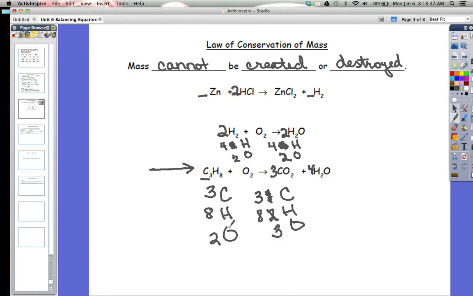Now let's look at the oxygens. I have 2 oxygens over here, and now that I've changed some numbers, I have 3 times 2 is 6, plus the 4 that are over here, so I have a total of 10 oxygens on the right. I only have 2 over here. That's an easy enough fix, because if I put a 5 here, it only affects my oxygen. It doesn't affect my carbon or hydrogen. So this would be C3H8 plus 5 O2s yields 3 CO2s plus 4 H2Os. Okay, so that's how we balance.